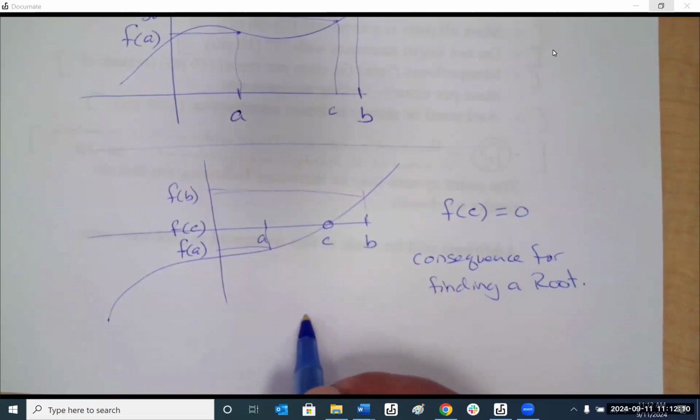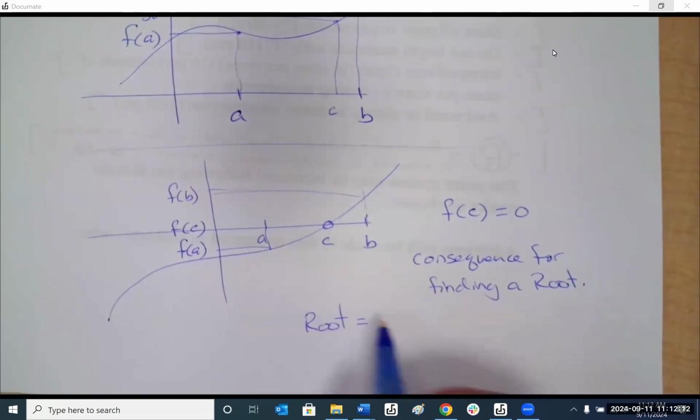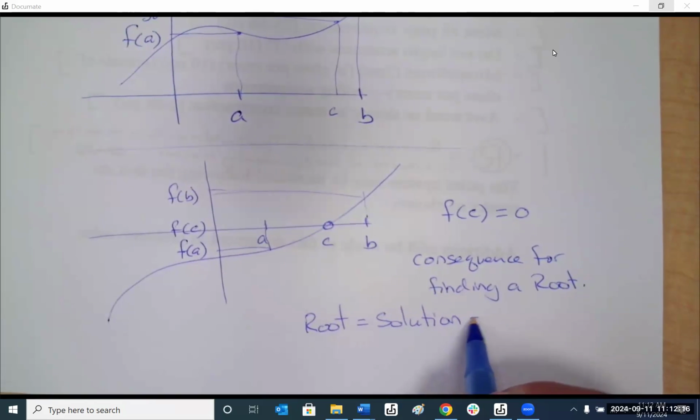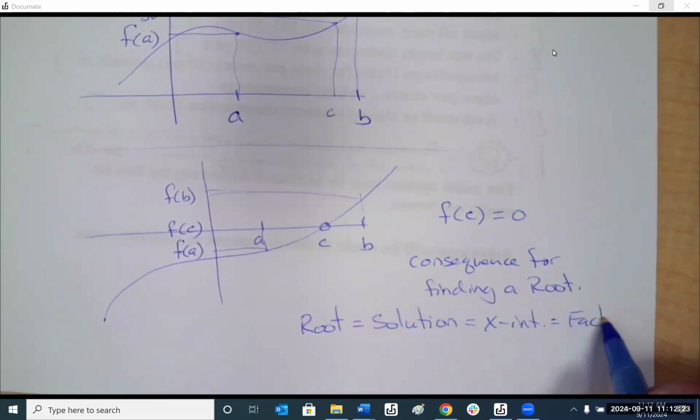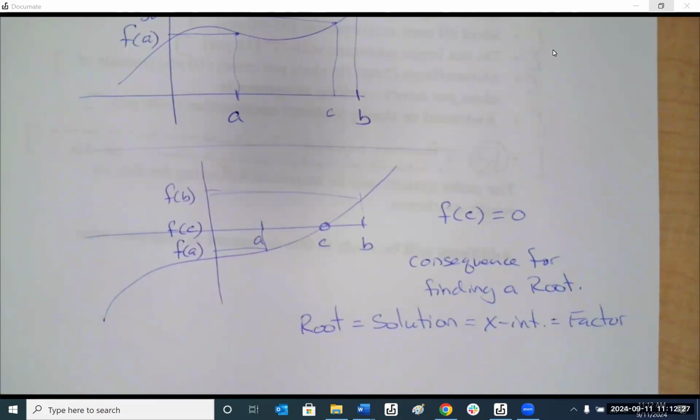The word root is synonymous with solution, x-intercept, factor. All of those mean the same thing. Yeah, you won't see that in your sheets, so don't go popping your head back and forth looking for it in the sheets. So I'm seriously thinking about when you're in class, put those sheets away, because you're just going to break your head doing that.